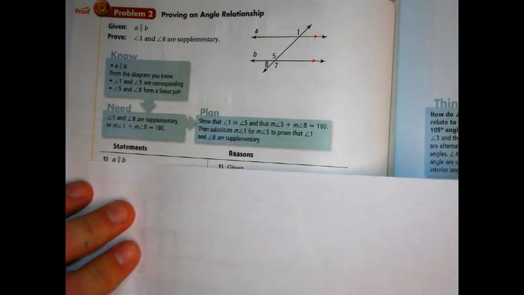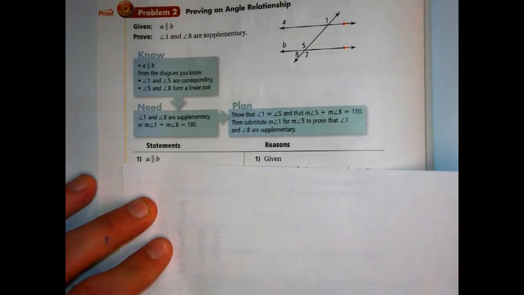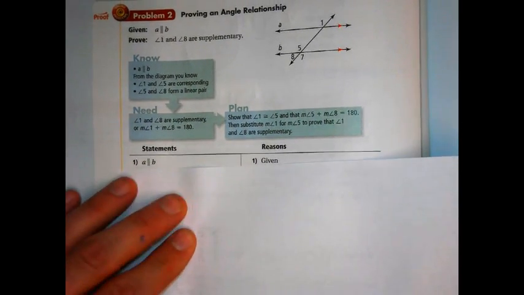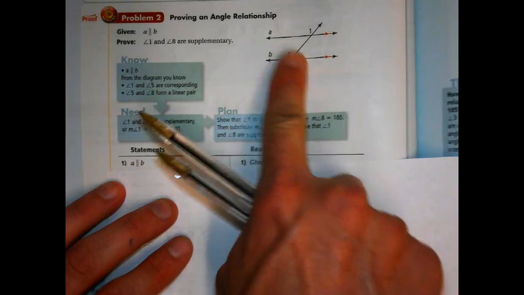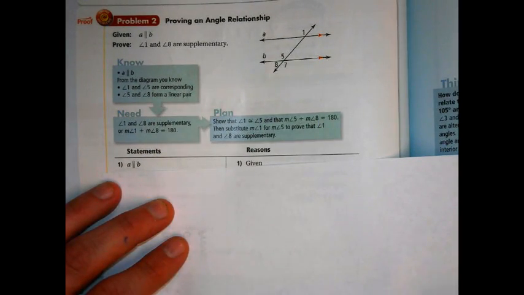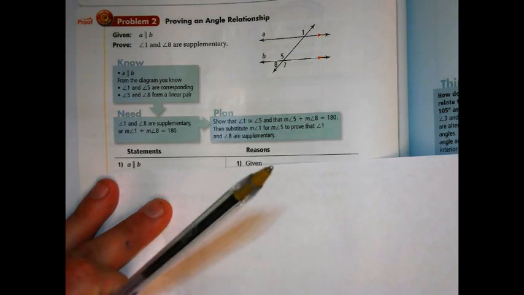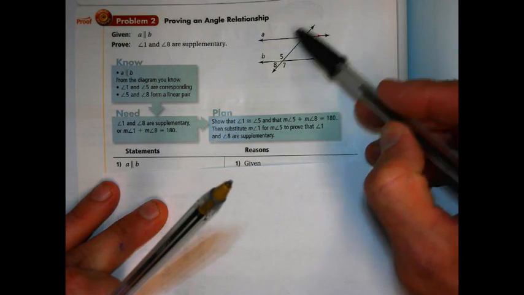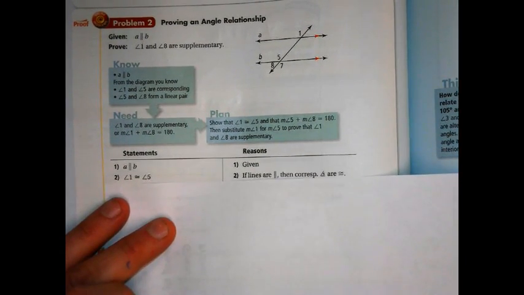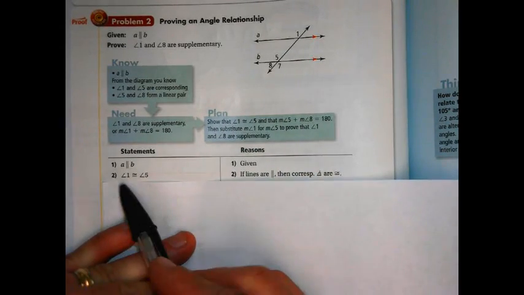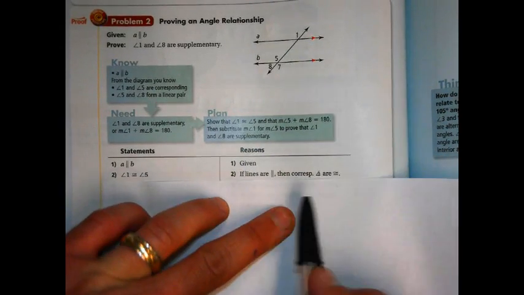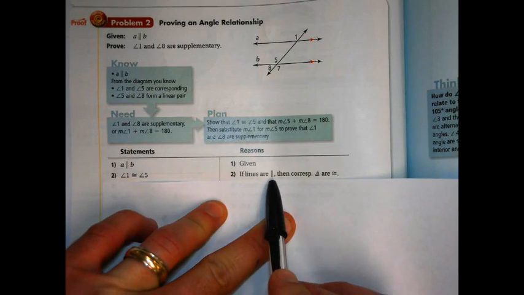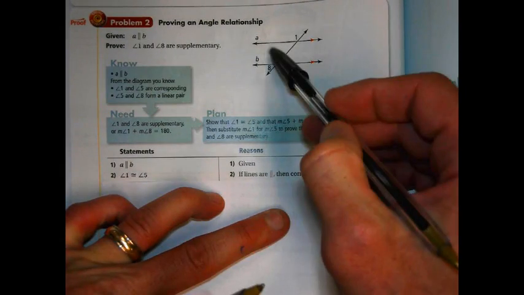So we start with the given, parallel. A is parallel to B. So what do we now know? Look at the diagram. We have 5 and 1, right? You see 5 and 1? Totally corresponding. So angle 1 is congruent to angle 5. How do we know? What's the reason? If lines are parallel, then corresponding angles are congruent. We can use that first postulate.